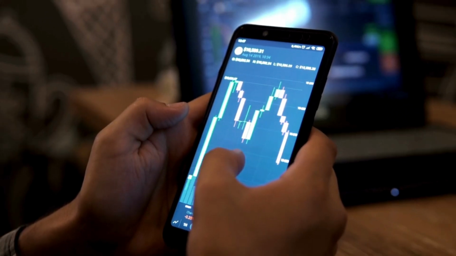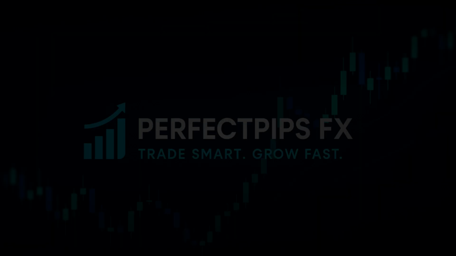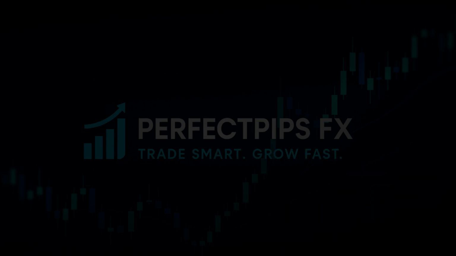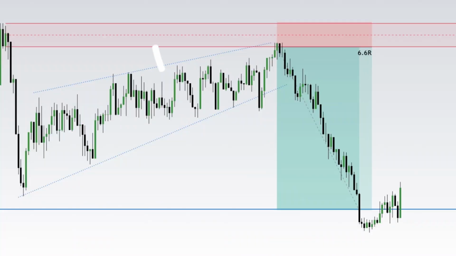If you are new to Forex trading or you have been struggling to make consistent profit, understanding market structure is the first thing you need to master. Think of market structure as the blueprint of price action. It tells you where the market is headed, how far it can go, and when it's about to change direction.